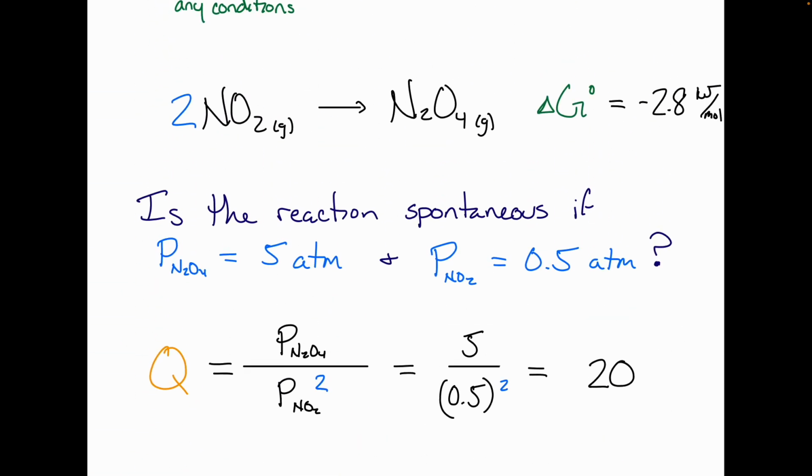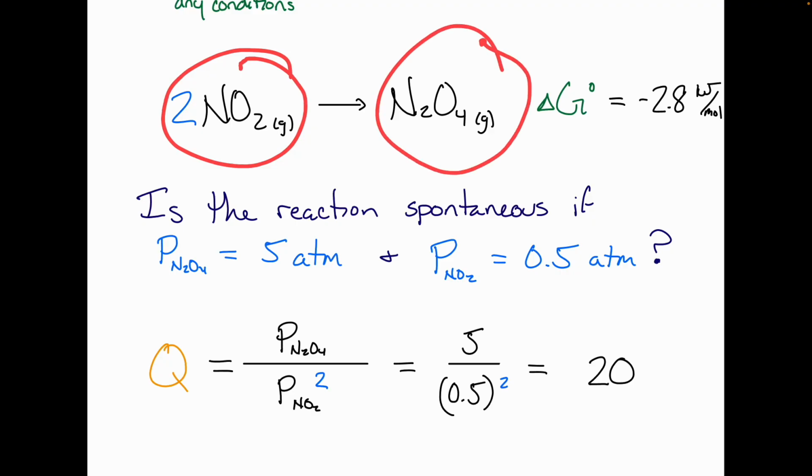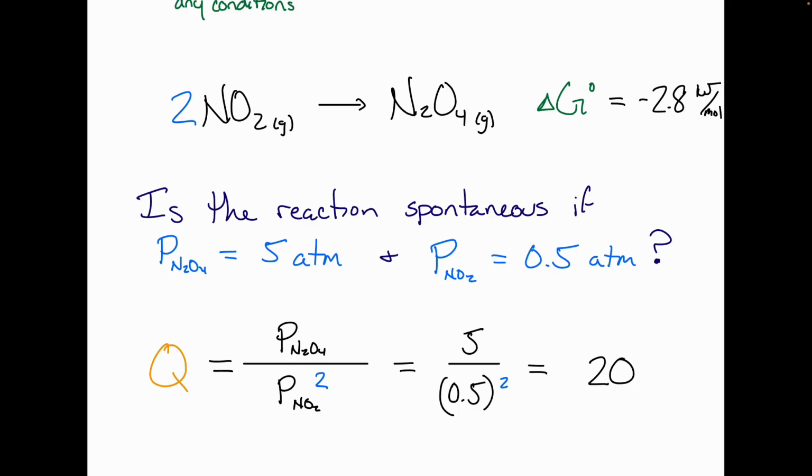which really means that if I were to combine 0.5 atm of nitrogen dioxide and 5 atm of our product here, this reaction would not go spontaneously in the forward direction, but would rather go in the reverse direction in order to reach equilibrium, right? Non-spontaneous, meaning it's spontaneous in the reverse direction.